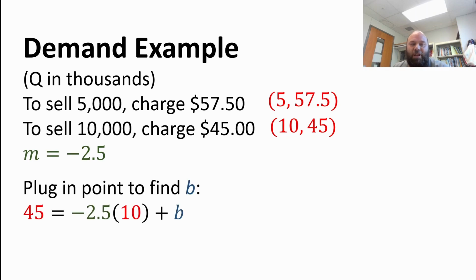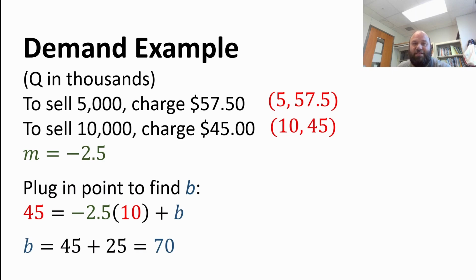Second step is to plug in a point to our partial equation to find our unknown b. I chose (10, 45) because they're both whole numbers. 10 is a nice number to work with, but you'll get the same answer if you use the other point. So I plug in 45 for my y, negative 2.5 for my slope, 10 for my x, and I solve for b. Negative 2.5 times 10 is negative 25. Add the 25 to both sides, and we get b is equal to 70. Remember, that's the initial amount. If we charge a price of $70 or more, we're not going to be able to sell anything.